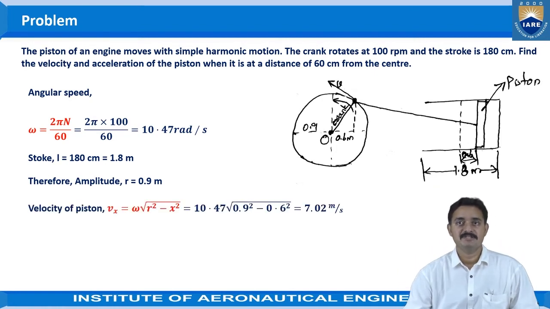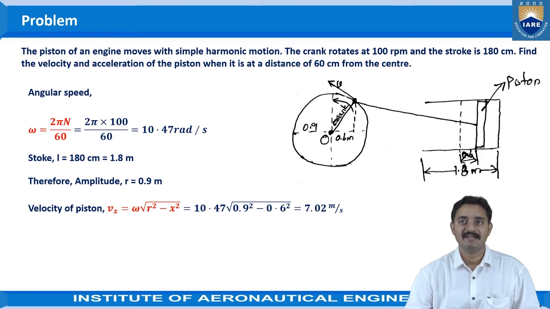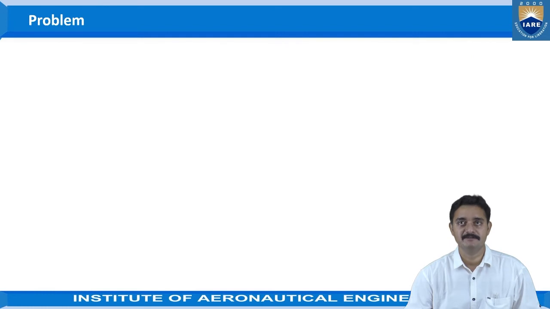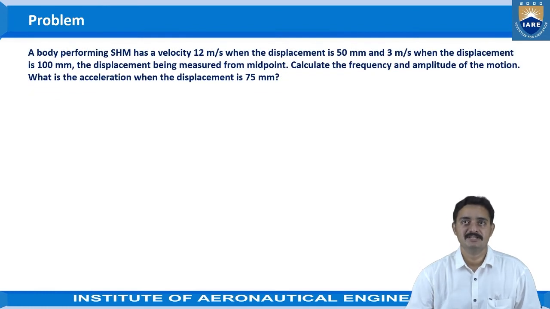Now, velocity of piston Vx is equal to omega under root R square minus x square. That is equal to 10.47 under root 0.9 square minus 0.6 square. That is equal to 7.02 meters per second. And the acceleration of the piston can be obtained with the formula Ax is equal to omega square x. That is equal to 10.47 square into 0.6. That can be obtained as 65.77 meters per second square. Now let us go for the next problem.